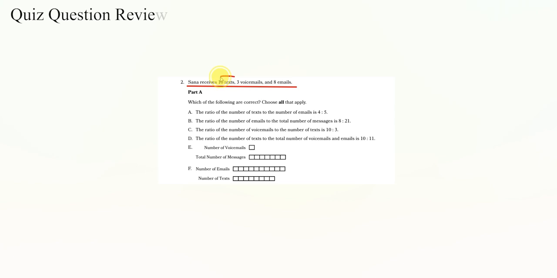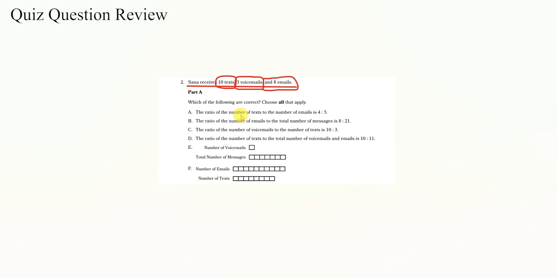Well, the first thing you need to recognize is what type of messages we are getting. So we had 3 types of messages. I'm just going to circle them to identify them. Okay, so the first question is that we want to look at these letters A through F to see which ones identify with the 10 texts, 3 voicemails, and 8 emails.